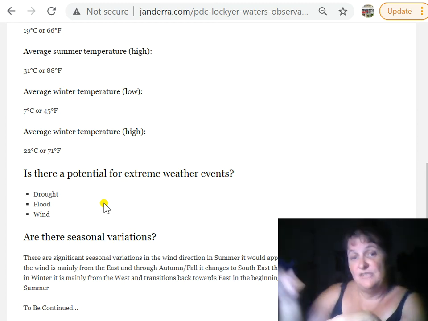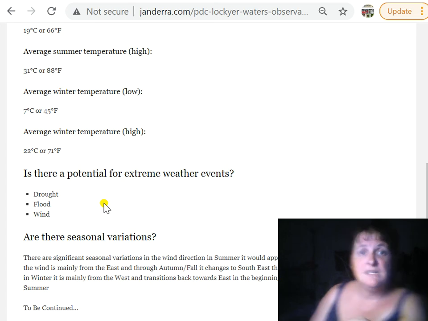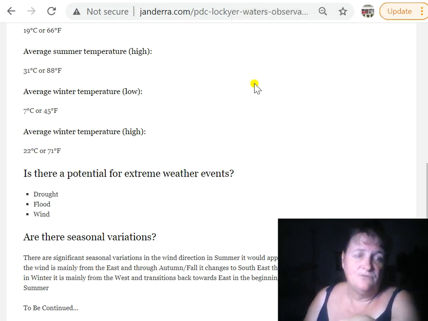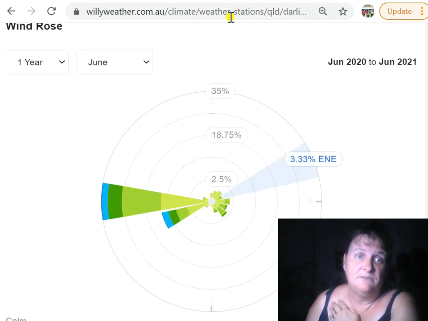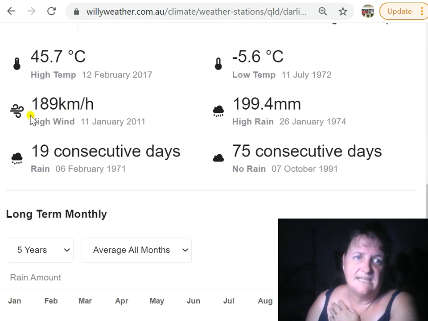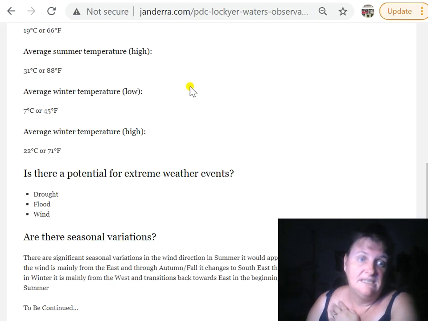It has got sheet water that runs across it. So the water runs from the top of the property down, or it runs across the property basically, and strong winds. So, Willy Willy wind said the strongest winds are in 2011. It was 189 kilometres. So that's a decent wind. You don't want to mess around with that one.